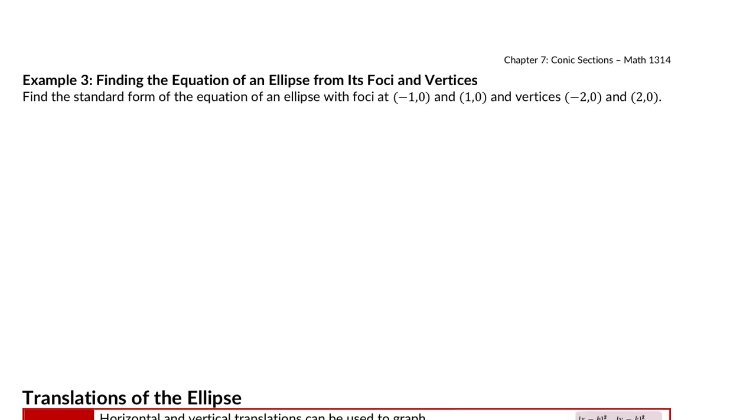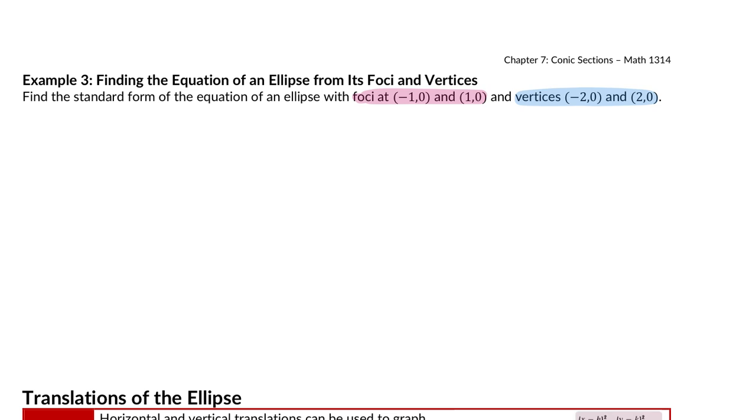Okay, let's see another example. This time, we're not graphing the function. We're trying to write the standard form of the equation given 2 pieces of information. The information we were given thus far is that the foci occur at (-1, 0) and (1, 0), and its vertices, or major vertices, are at (-2, 0) and (2, 0). That is plenty of information to find the equation, because to write the equation, all we need to know is the center and A and B.